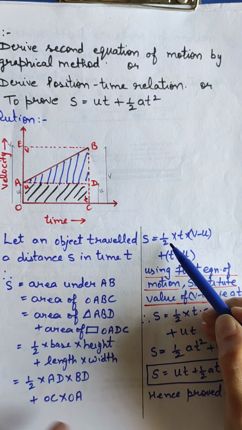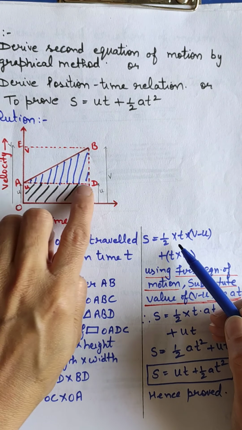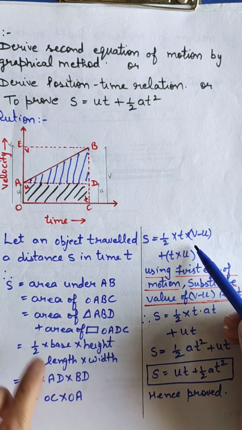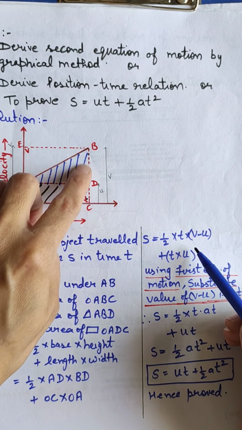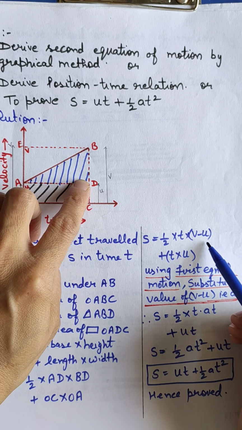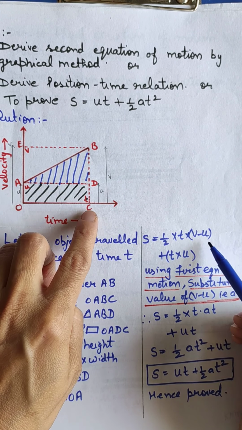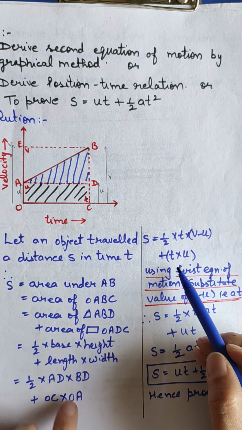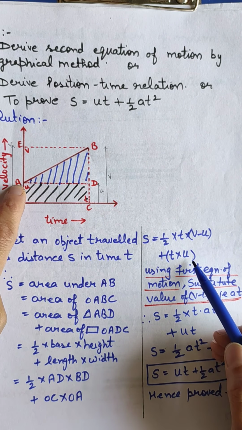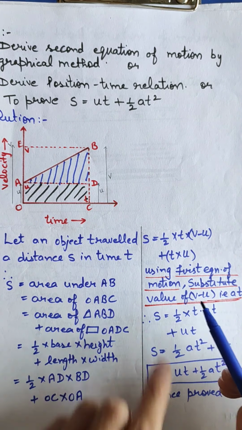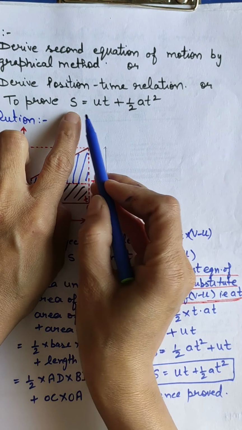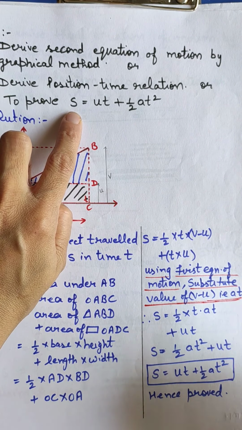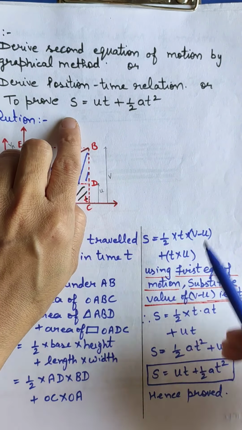S is equal to half AD. What is AD? This is equal to OC, that is equal to T. And BD, that is change in velocity, that is V minus U, as we discussed in the first equation of motion. OC is T. And OA is U. So, we will write these values. Now, first of all, we have to derive this equation. And we have found this equation till now. Okay, let us see what we got.